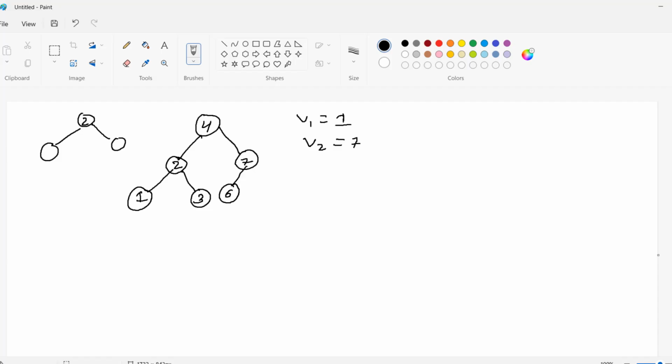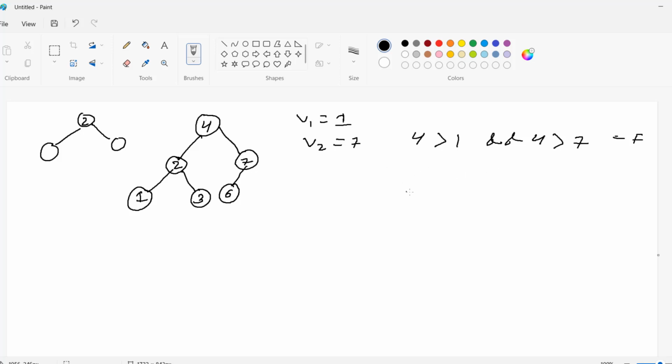So if 4 is the starting value, we will consider 4 as root. Whatever I have written in the if conditions, the first if condition says if 4 greater than 1 and 4 greater than 7. So you can see that 4 is greater than 1, yes, true. 4 is greater than 7, no. So true and false. So this if condition will be false.